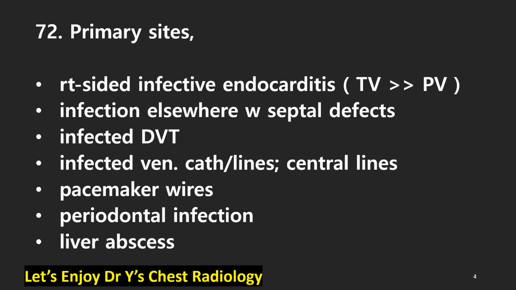The common primary sites of septic pulmonary embolisms are right-sided infective endocarditis, most commonly from tricuspid valve and secondarily from pulmonary valve, and infection elsewhere with cardiac septal defects and infected deep vein thrombosis, and also with infected venous catheters or lines, such as central lines, and also with pacemaker wires and periodontal infection and liver abscess.